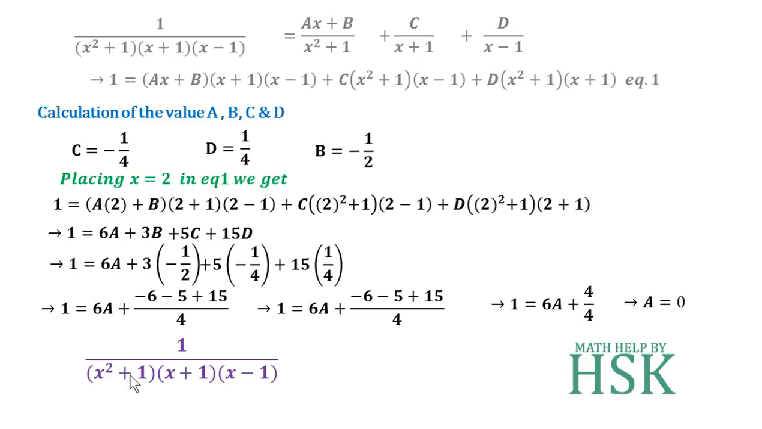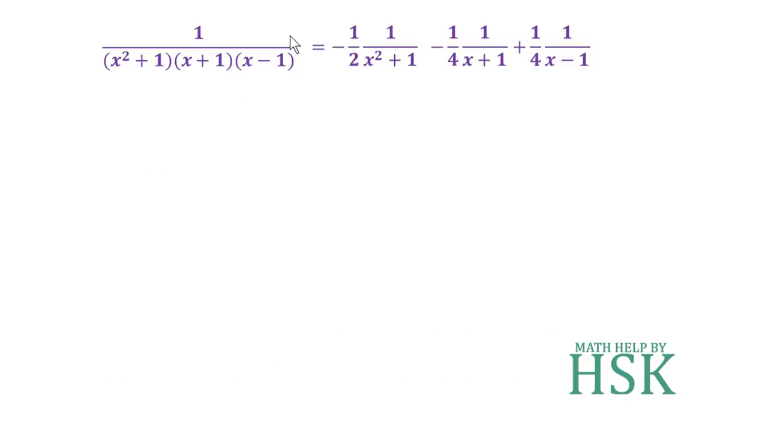So therefore I can write the partial fraction of this fraction as equal to minus 1 upon 2 times 1 upon x square plus 1, because a is equal to 0, plus minus 1 by 4 times 1 upon x plus 1, and plus 1 upon 4 times 1 upon x minus 1. So you can see, on converting into partial fraction, this has converted into such an easy form. Okay, so next I have to just integrate this function.